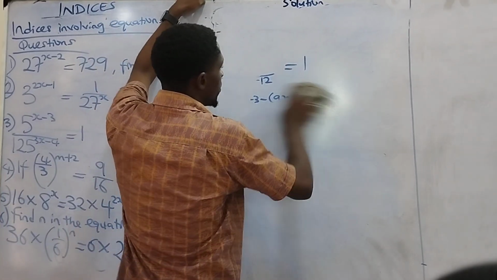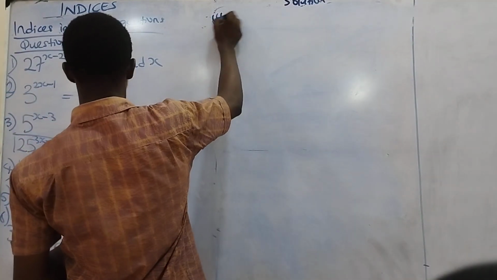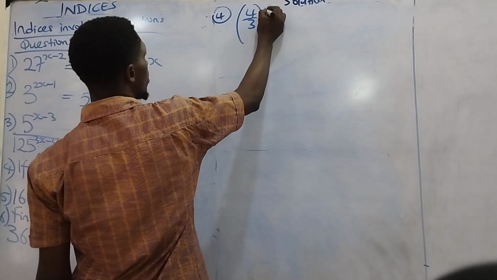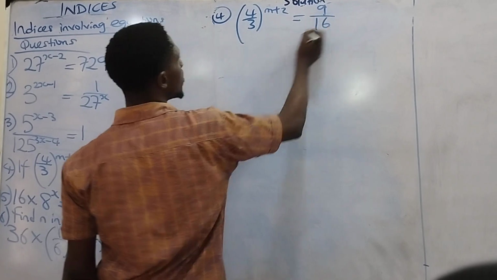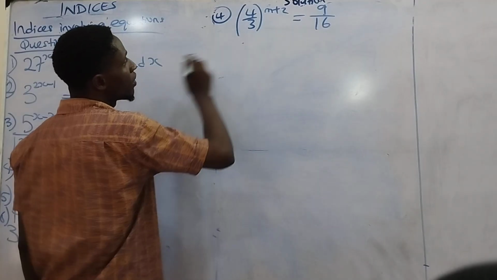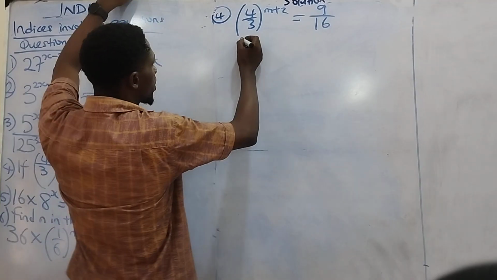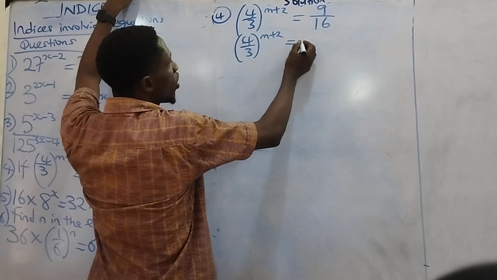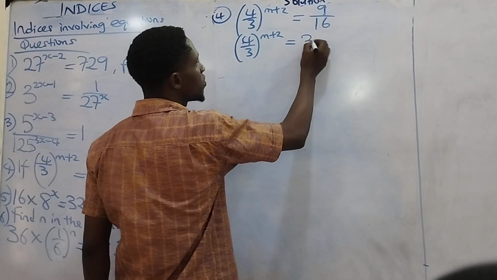So let's go right to number 4 question here. We have, if bracket 4 over 3 raised to the power of n plus 2 is equal to 9 over 16. So this is already in its simplest form. Let's check what we can do here. We have 4 over 3 raised to the power of n plus 2 is equal to, what is 9 in index form, which is 3 raised to the power of 2.